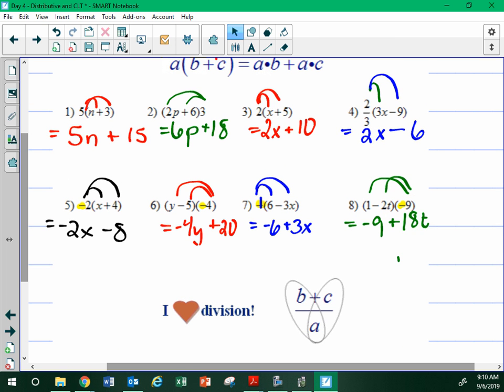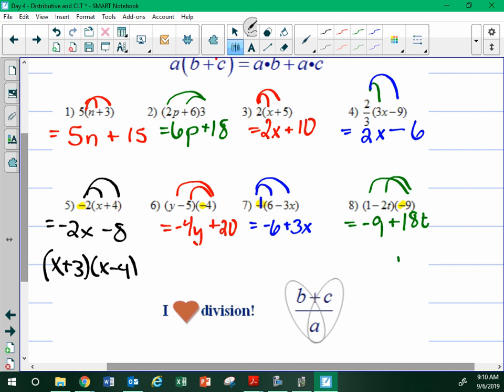Later this year, you're going to learn how to do this. Doesn't that look pretty crazy? What you have to do is distribute the x to both pieces, and then distribute the 3 to both pieces. So that comes later in the year. That comes like February or March time.